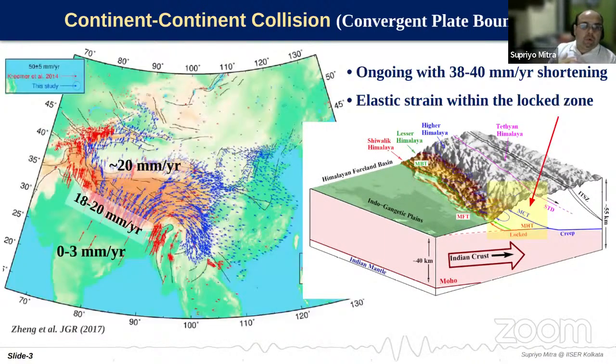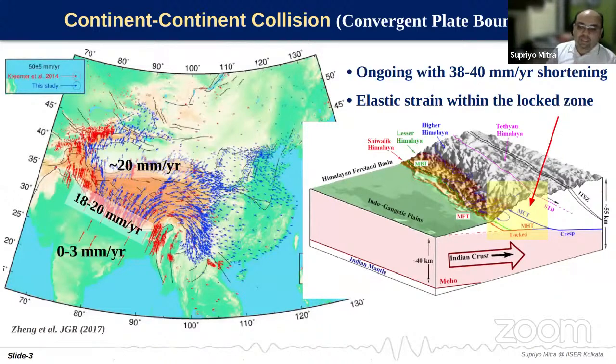Now, if you look at the ongoing collision in the present day, which is measured by GPS geodesy between a point, let's say in Bangalore, and one in Siberia, you can see that the ongoing collision takes up about 30 to 40 millimeters per year of shortening across this region, of which almost half is being accommodated within the narrow belt of the Himalayas. And this is stored as elastic strain within the locked zone.